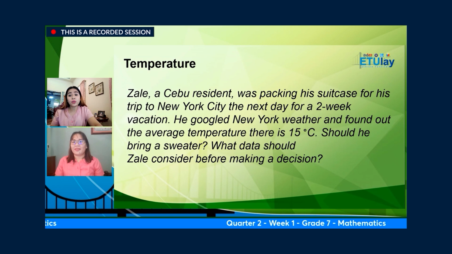The average temperature in Cebu is 24 to 32 degrees Celsius. Since the average temperature in New York is 15 degrees Celsius, Zale should probably bring a sweater since the latter's temperature is way below the temperature he is used to. So better yet, he should bring a jacket just to be safe.